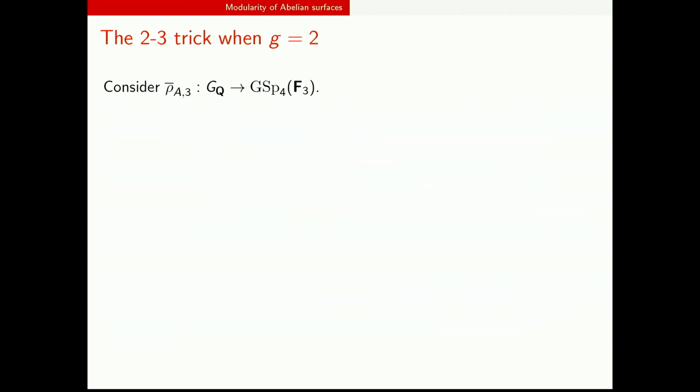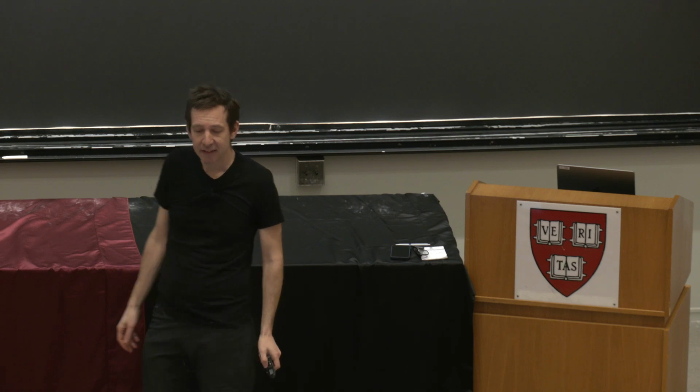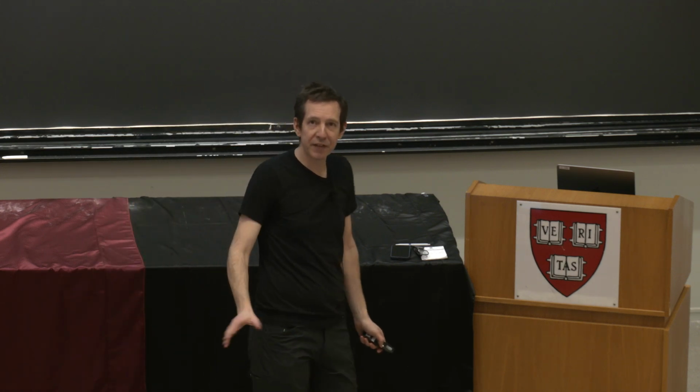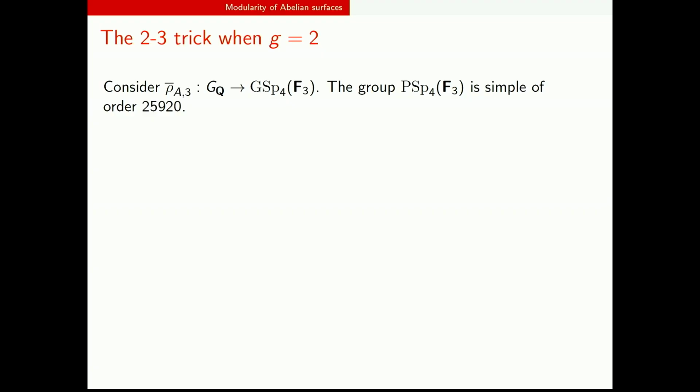So let's consider the mod 3 representation. Okay, may as well assume it's surjective. So what is this group? Well, if you take the quotient by the center of the index 2 subgroup, it's a simple group of large order. Right? So it's kind of hard to have access to this in any direct way. So what we're going to do is move from the prime 3 to the prime 2.